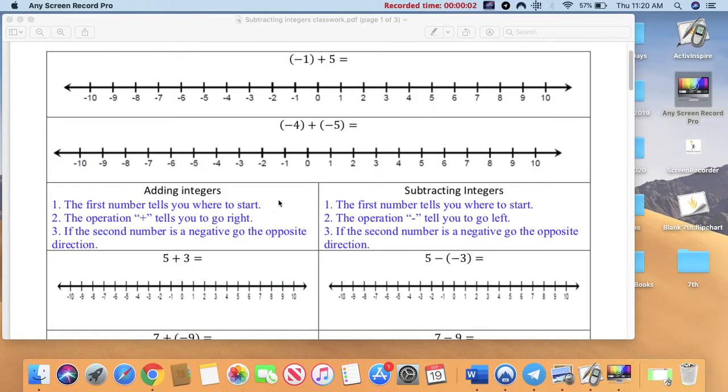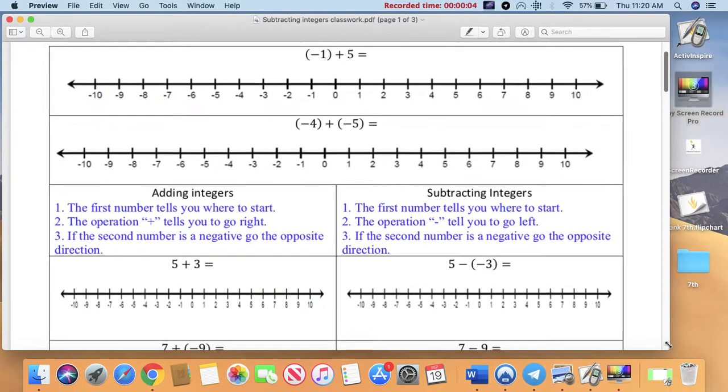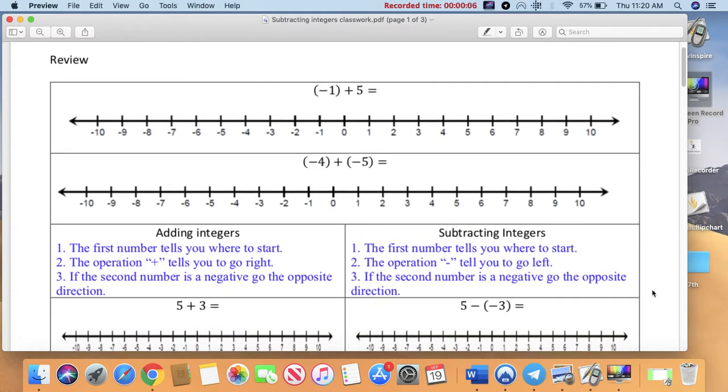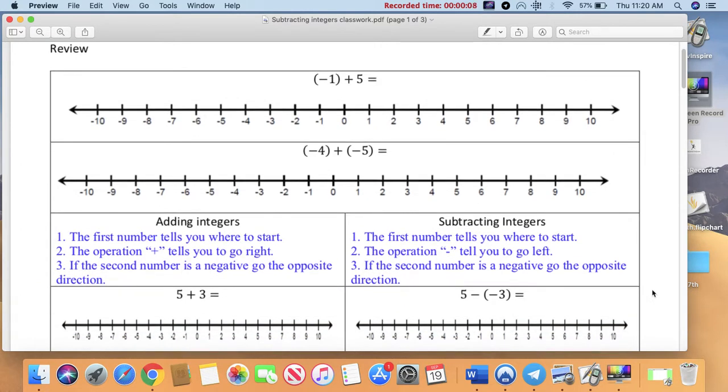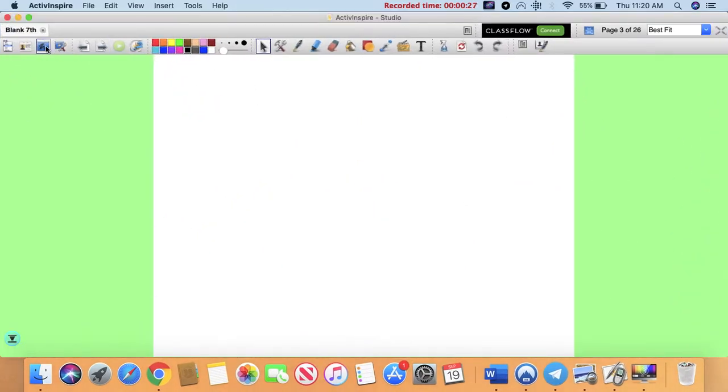Okay, so the idea here is to use a number line to understand how to add and subtract integers, as well as to see that subtracting is the same as adding the additive inverse. Okay, so let's just do the first ones over here.